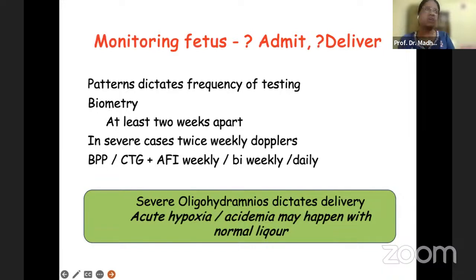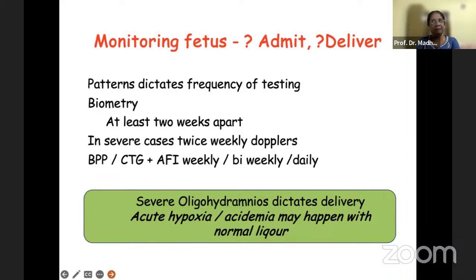Now, when you're monitoring the fetus, it's always a dilemma. When do we admit the patient? The patients come to you with some scans. It is showing end diastolic flow is not there. What do we do? Usually, what we do in our hospital is we admit the patient because we are in a public sector. We have such a lot of patients in the OP. We can't sort out every patient. Then what we do is we admit the patient and repeat the Dopplers.